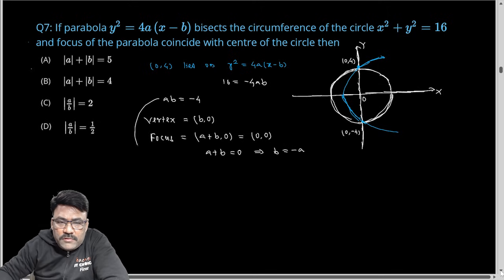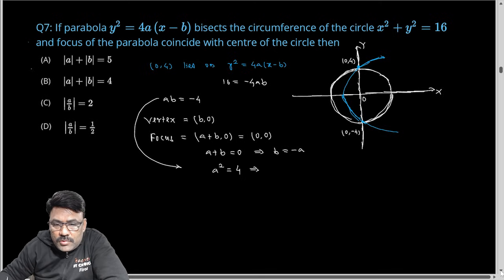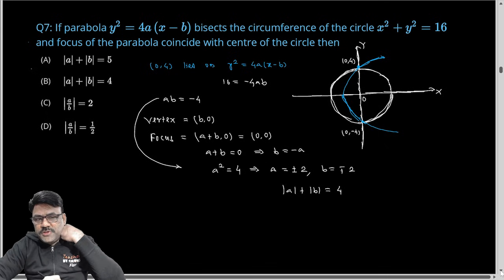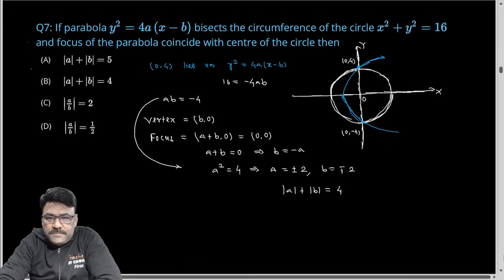Now if you put b is equal to minus a here, so a square is equal to 4. So a will be plus minus 2. Hence b will be minus plus 2. Means if a is 2, then b is minus 2. If a is minus 2, then b is plus 2. So what will be mod a plus mod b? Obviously mod a plus mod b is 4 here. Means option B is the correct option here.